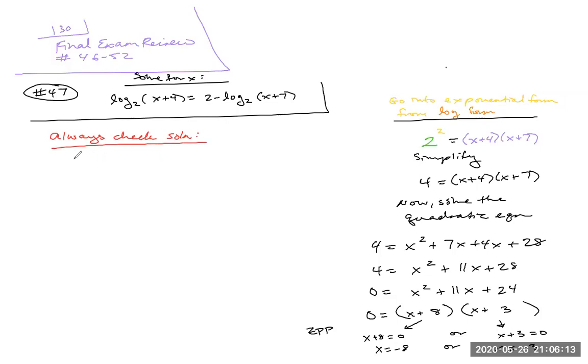Okay, so let's start with x equals -8. You could definitely use a calculator for this, but you'll need change of base in order to do so. So we have log base 2 of (-8 + 4). We want to know if that equals 2 minus log base 2 of (-8 + 7). Now you can simplify before even needing to think about a change of base.